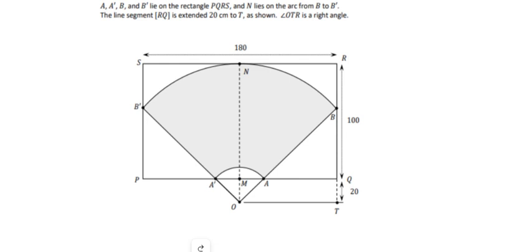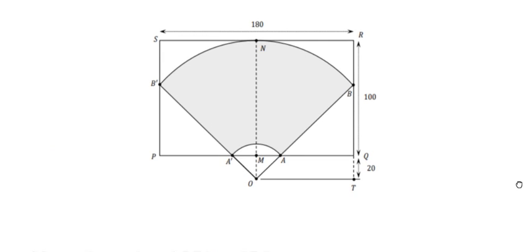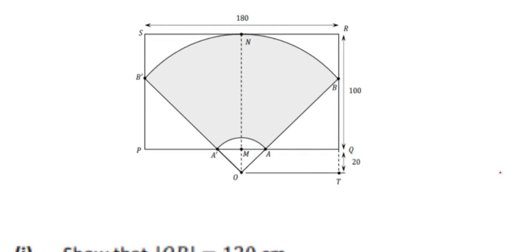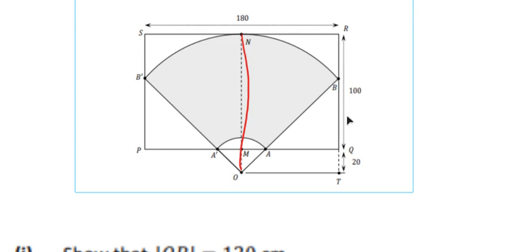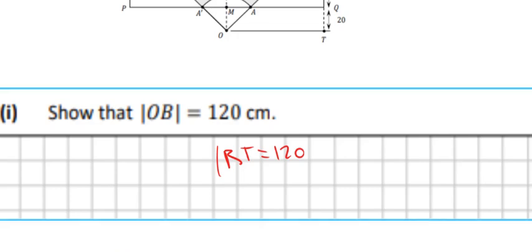So you know that all of this down here is going to be 120 because that bit there is 100 and that bit there is 20. That's what's given to you. So RT is 120, or the distance of RT is 120. Therefore, that has to be the same as this distance in here, N to O, because they're both sides of that rectangle there. So NO is the same as RT.